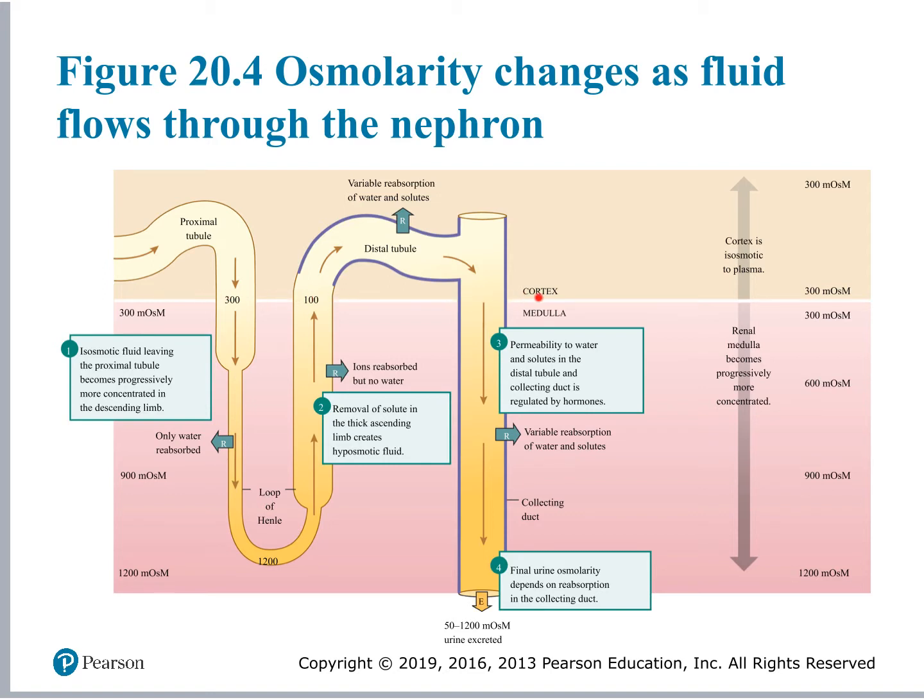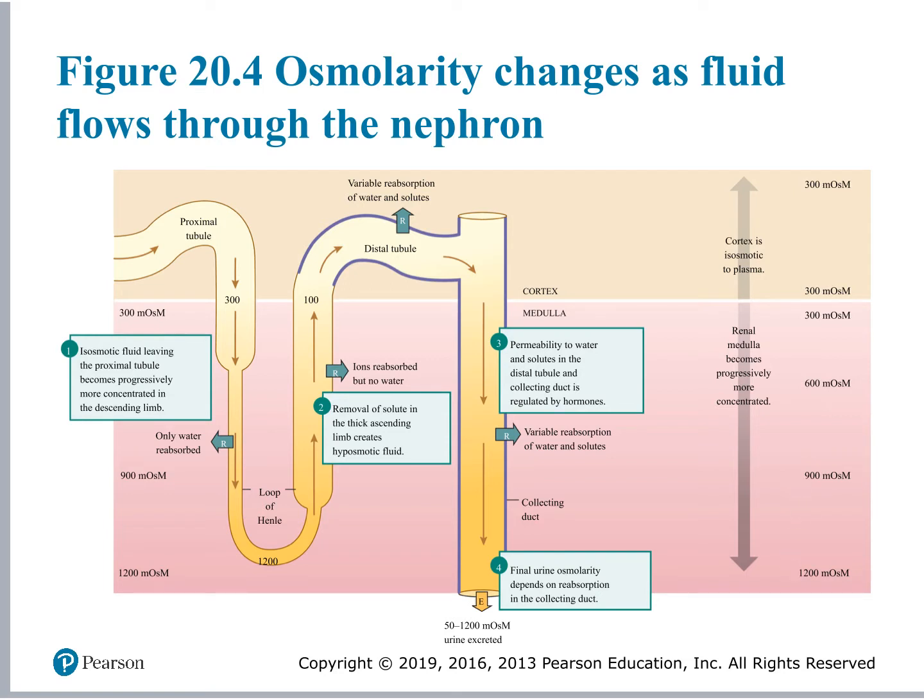This line separates the cortex of the kidney from the medulla. So here's the cortex up here, and here's the medulla down here. The osmolarity of the tissues of the cortex is 300 milliosmoles. The osmolarity of the medulla starts out at 300 milliosmoles, the part that's closest to the cortex, but then as we go down deeper into the medulla, osmolarity increases. So we go from 300 to 600 to 900 to 1200 milliosmoles.